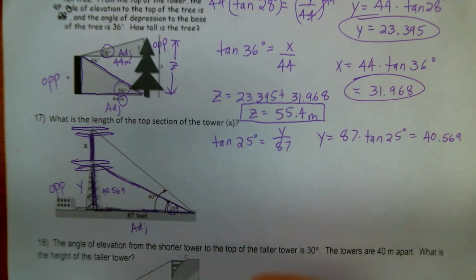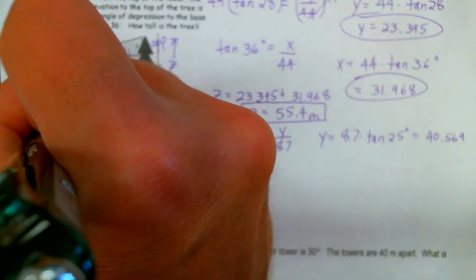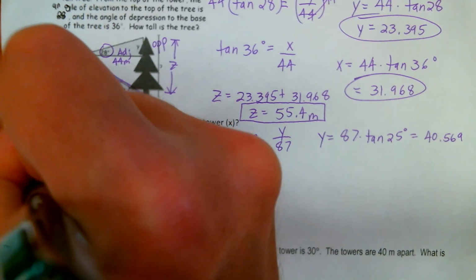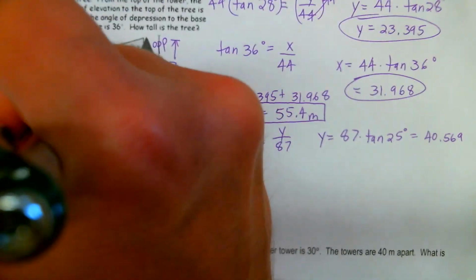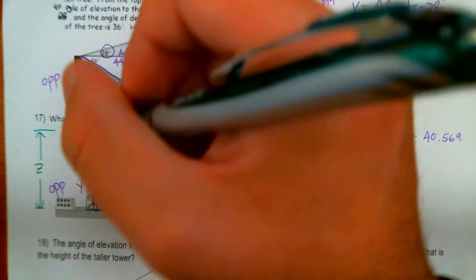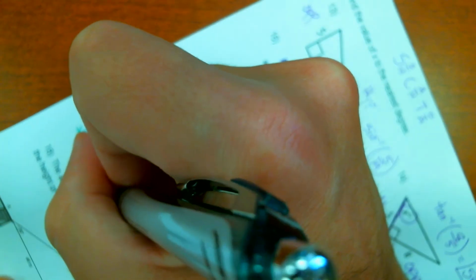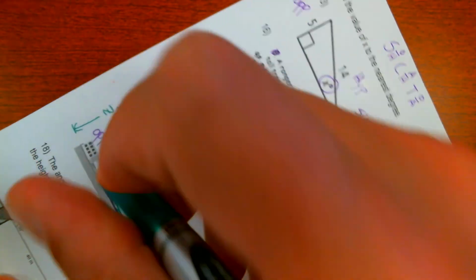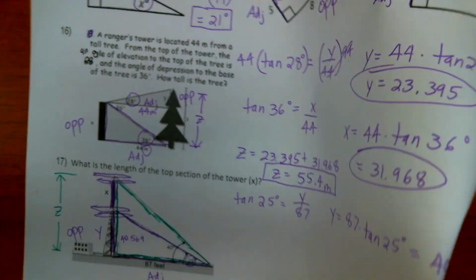Okay, so I'm going to do this in green. So I'm going to come out here and say this whole piece, the whole height of the tower, I'm going to call that Z. And now I'm looking at the green triangle here. I'm looking at the big triangle. I'm looking at this guy, okay, the green triangle.